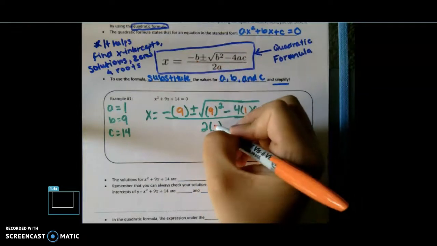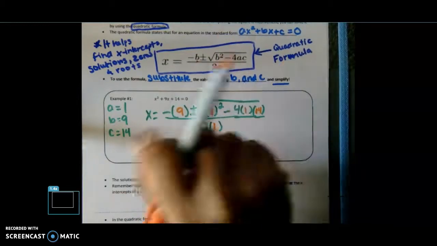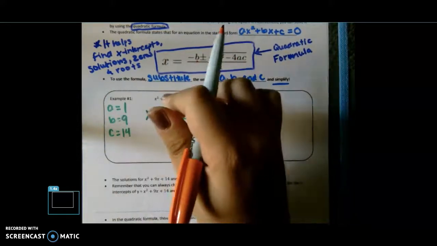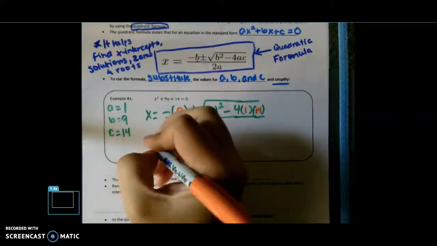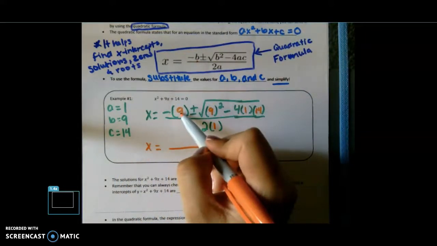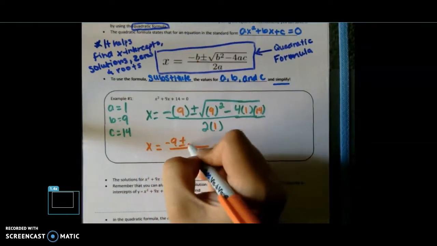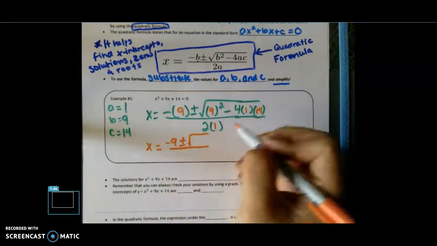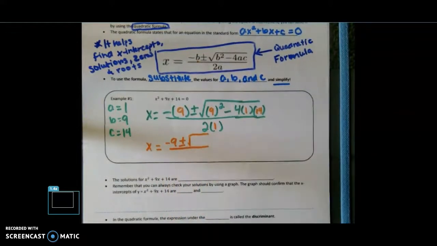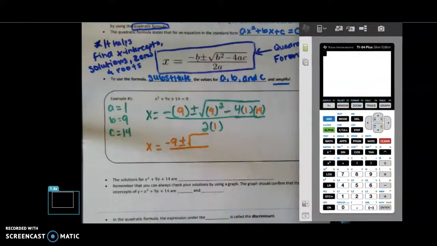Now, guys, I know it's tempting to just put all of this in a calculator, but I do not want you to do it that way. You want to do one part at a time so you know what you're doing, okay? So it's going to be x equals negative times 9 would be negative 9 plus or minus, okay? Now, let's solve what's in here, what we're going to call the discriminant. So go ahead and get your graphing calculator. I am too. Okay.